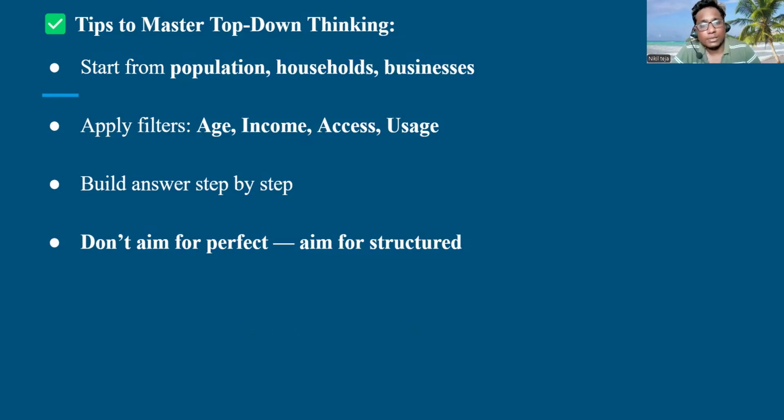Build the answer step by step. In the first step, we drilled 3 crore to 1.8 crore. In the second step, we drilled 1.8 crore to 90 lakh. In the third step, we drilled 90 lakh to somewhere between 25 to 27 lakh. In the fourth step, we drilled 27 lakh to approximately 11 lakh. So use steps while building your answer.